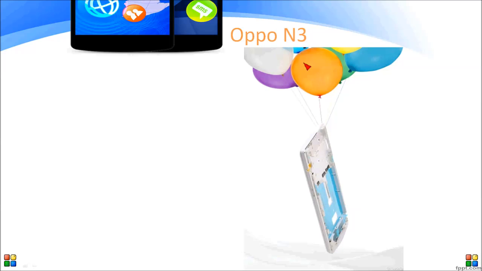This is Oppo's N3. Oppo N3 has the first aluminum lithium alloy body, which is 3 times lighter than steel and super strong. So it will be very light and very strong and difficult to bend.